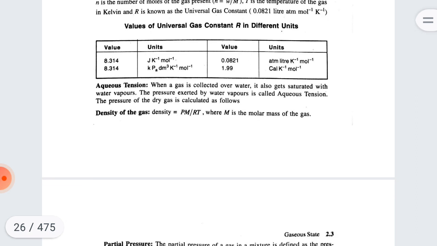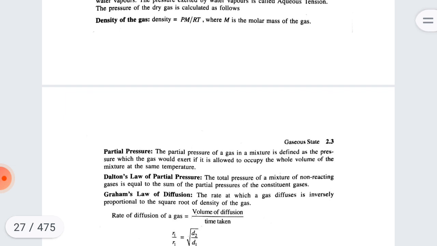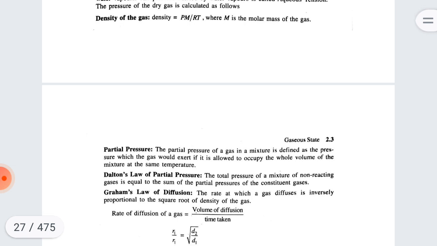Aqueous tension. When a gas is collected over water, it also gets saturated with water vapor. The pressure exerted by water vapor is called aqueous tension. The pressure of the dry gas is calculated as follows. Density of the gas: density is equal to PM upon RT, where M is the molar mass of the gas.